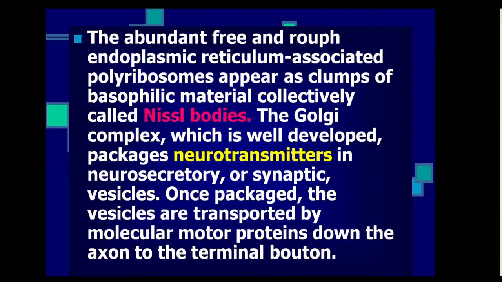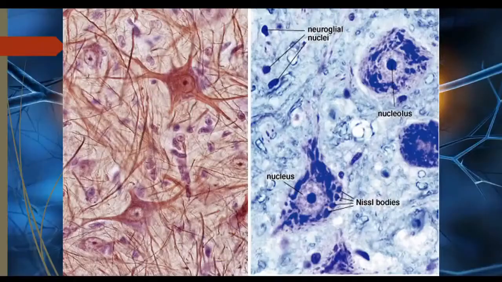The abundant free and rough endoplasmic reticulum-associated polyribosomes appear as clumps of basophilic material collectively called Nissl bodies. The Golgi complex, which is well developed, packages the neurotransmitters in the neurosecretory or synaptic vesicles. Once packaged, the vesicles are transported by molecular motor proteins down the axon to the terminal bouton. We can see this well in this picture. The first slide was stained by toluidine blue by Nissl, and we have seen Nissl bodies inside neurons.